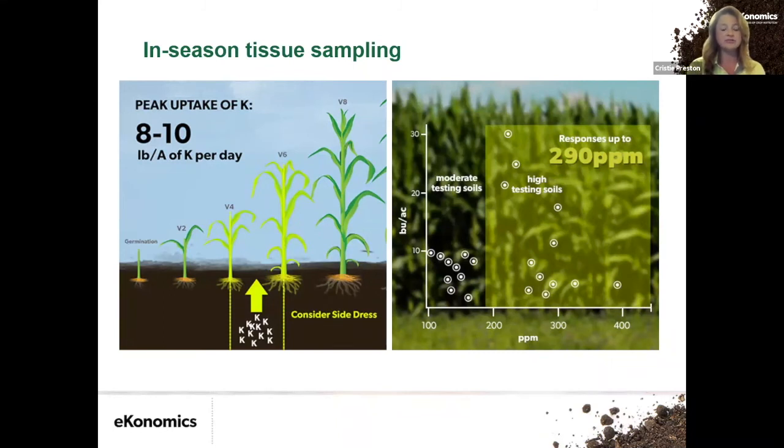So a corn plant, I believe this came from Dr. Bob Miller out of Colorado State, can take up between 8 to 10 pounds of potassium per day. And his research is showing that farmers need to consider side dress applications of potassium, even if soil test levels are high.